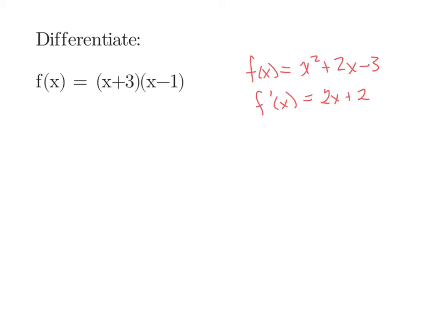So back to f of x being x plus 3 times x minus 1. Now when we want to find the derivative, we're going to remember 1d2 plus 2d1. So my 1 is my first function, the x plus 3.